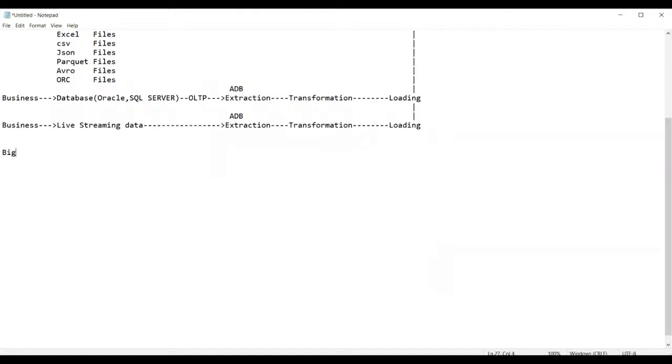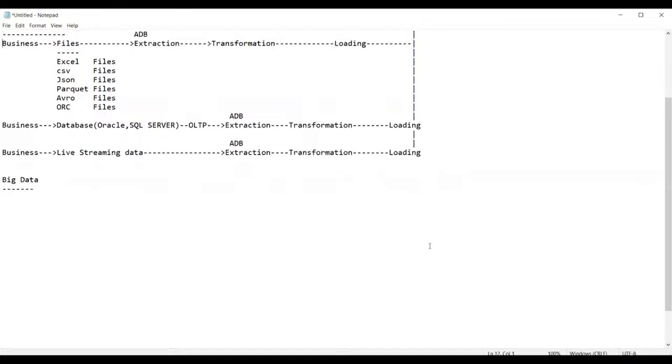Now, next, let us see exactly what big data is. Big data. Now, guys, what is big data? Big data is nothing but whatever data you're getting from the business. Just understand, big data is not a great concept where you need to get confused. Just split it, guys. Big means what?